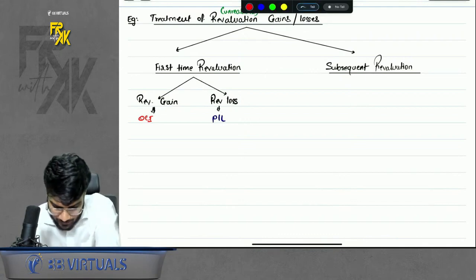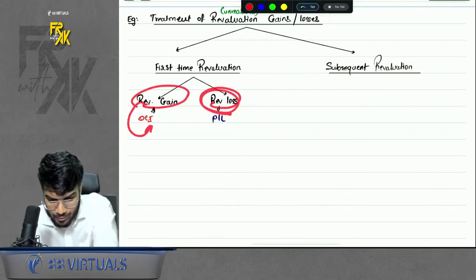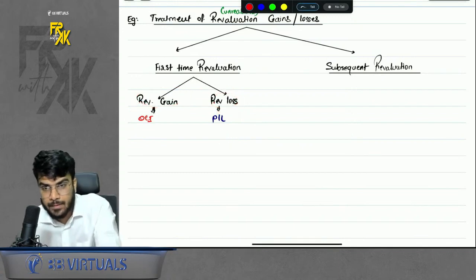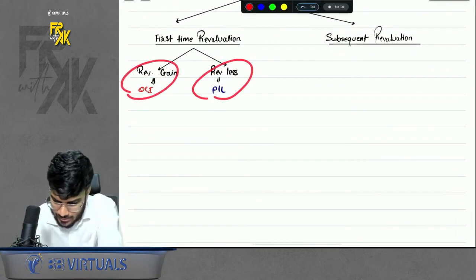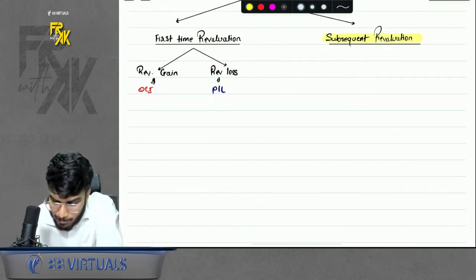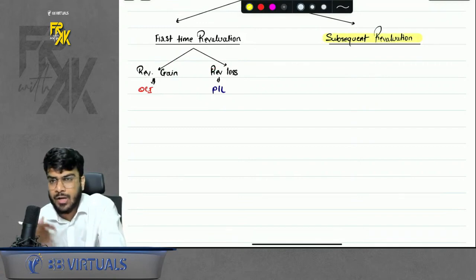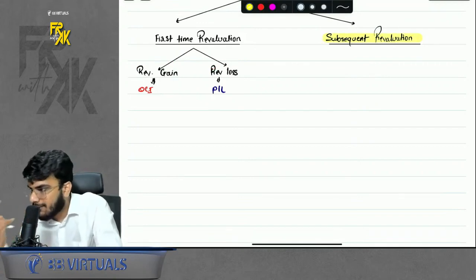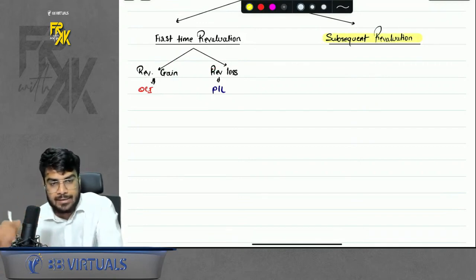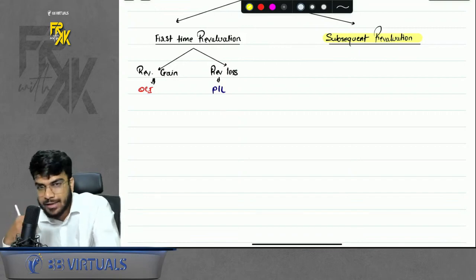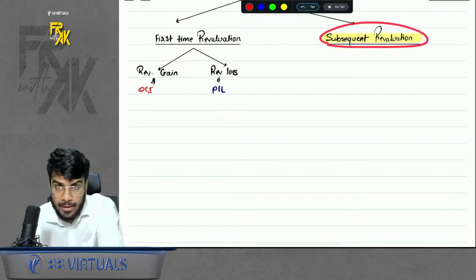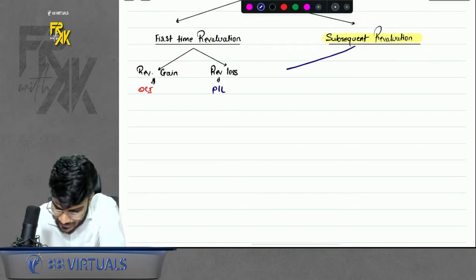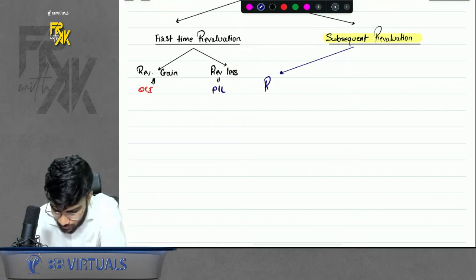So if you have a first time revaluation gain, you will book in OCI. If you have a first time revaluation loss, you will book in profit and loss. Got this point? Yes, sir. Now the important part is this subsequent revaluation. What is the meaning of subsequent revaluation? Let's say you are not revaluing for the first time in your life. This is subsequent revaluation. That means you have already revalued once, and in second or maybe third year you are revaluing it again. So let's say you are doing subsequent revaluation and you get a revaluation gain.